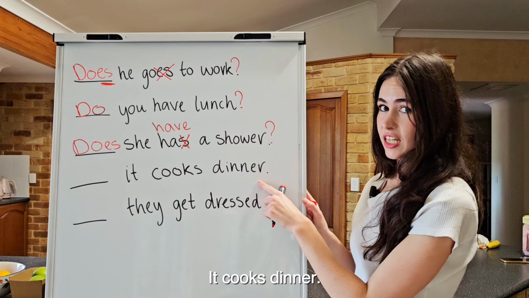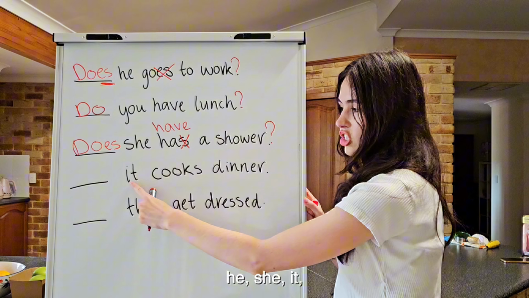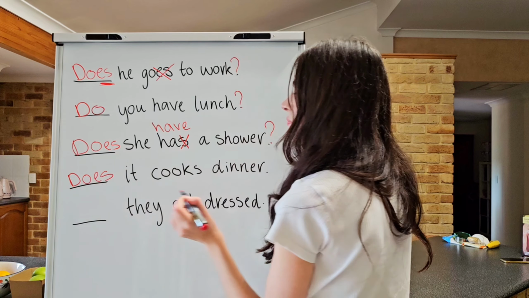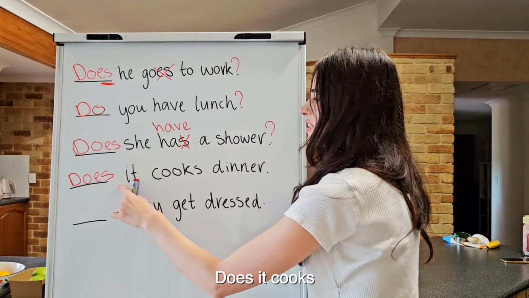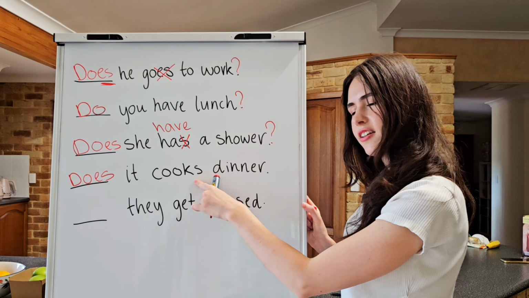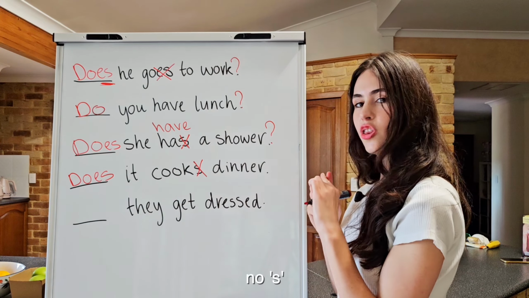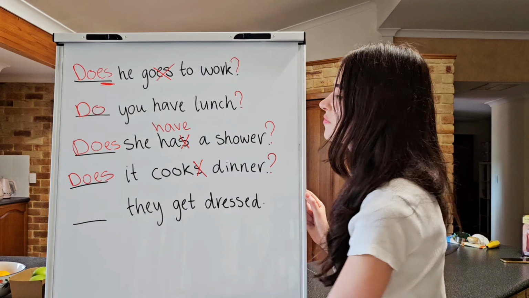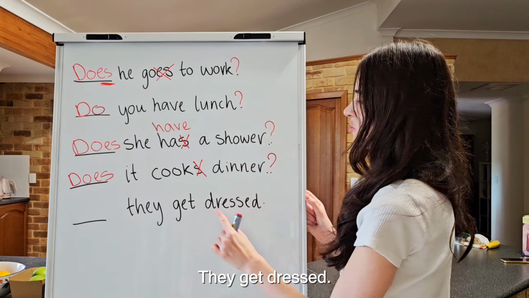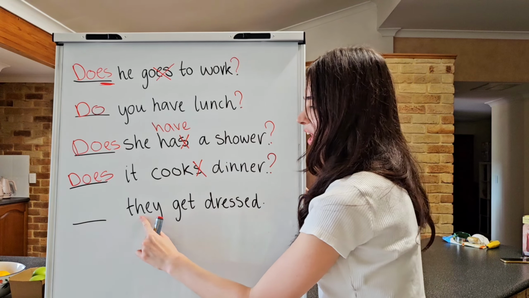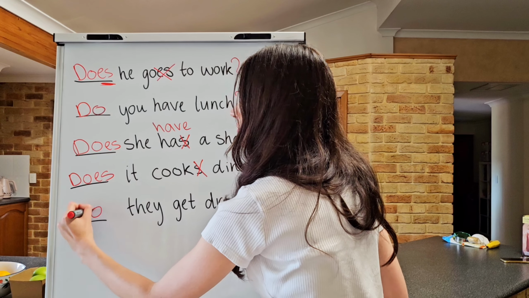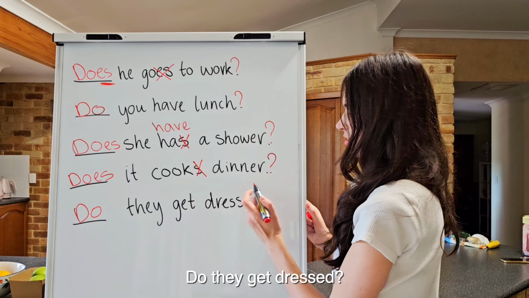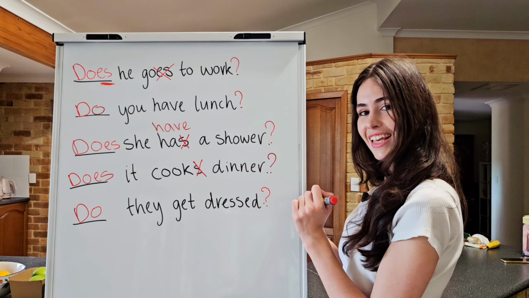It cooks dinner. He, she, it does. Does it cooks? No S. Dinner. They get dressed. They do. Do they get dressed? Easy.